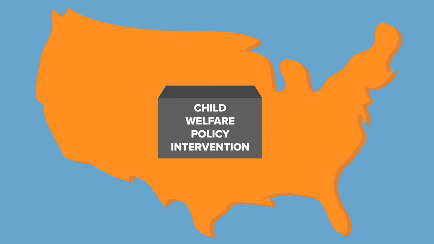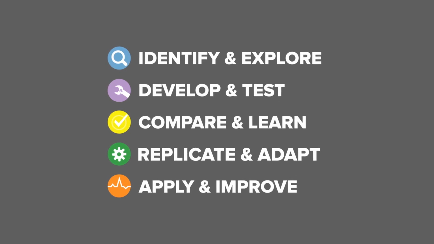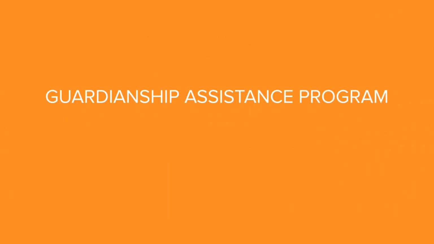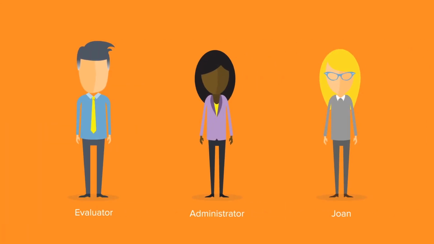We're going to look at one example of a child welfare policy intervention that is spreading and continues to improve, in large part because it has successfully cycled through all 5 phases described in the framework. We've invited a colleague of ours to talk with us about the Guardianship Assistance Program, or GAP. Joan has studied subsidized guardianship and how GAP became a national program with 33 state and tribal participants.